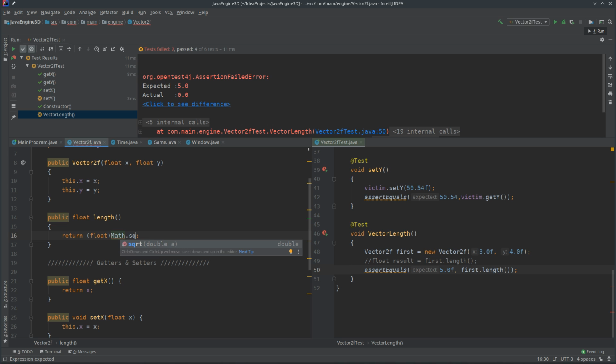Double A. There you go. These maths libraries use doubles, so I've got to make it into a float, which is half a double, so I can return it as a float. That's interesting.